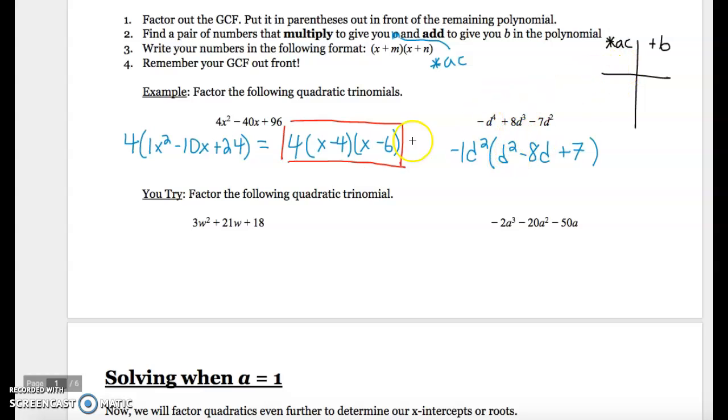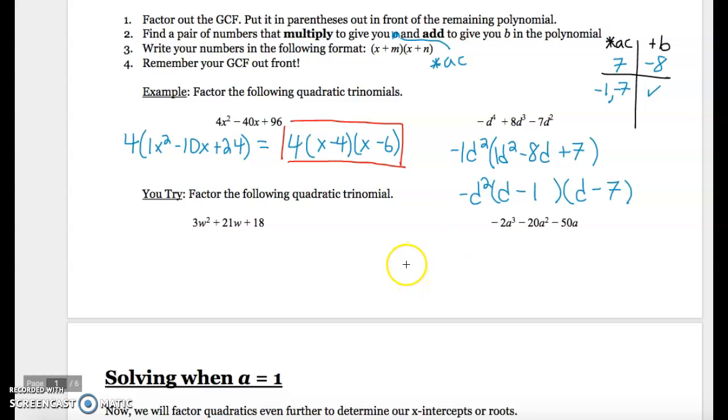Now I'm going to go ahead and factor what's left over in my polynomial. So I will write those parentheses because I know it's got a factor, right? What multiplies to 1 times 7 is 7 and adds to a negative 8? Well, there's not very many numbers that multiply to a positive 7. So if I do, for example, 1 and 7, those add to a positive 8, but if I make them both negative, they add to a negative 8. So I have D minus 1, D minus 7, and then don't forget your GCF out front.